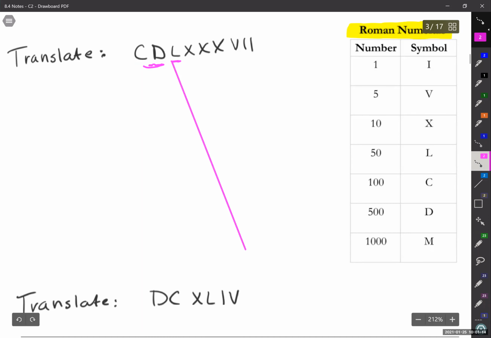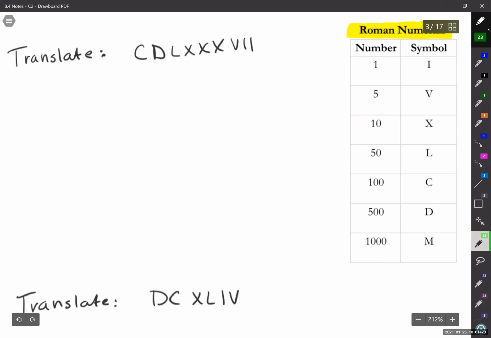Then I got a 50, tens, tens, tens, 5, 1, 1. So the only thing that's out of order is this pair. So that's the only one that I have to exercise caution about. Everything else should just be read off. So if a C comes before a D, that means you take 100 away from 500. So this will be 400.